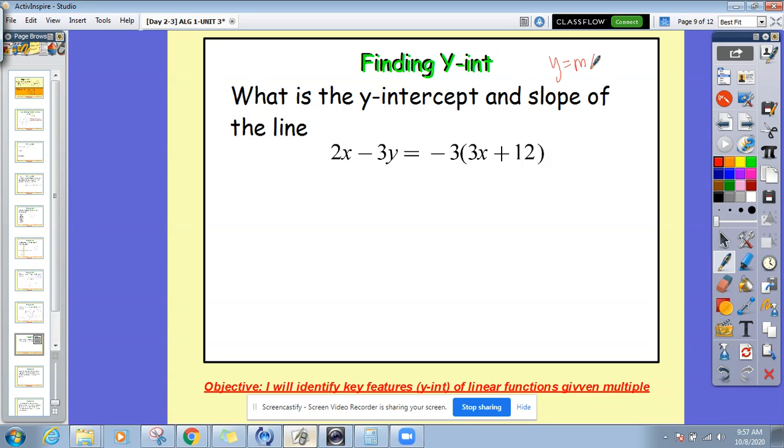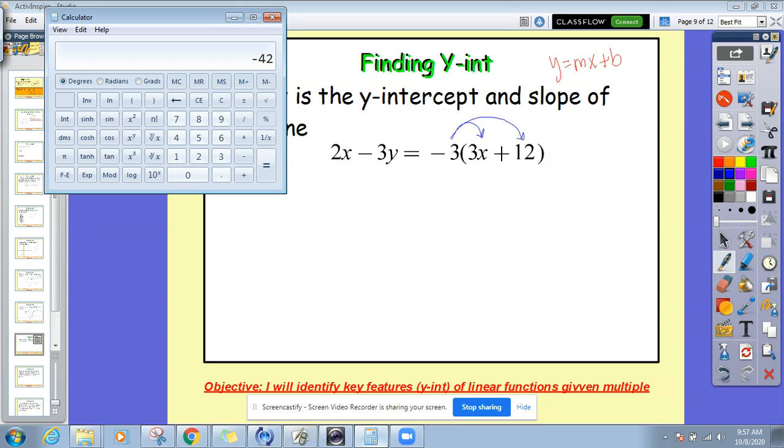That's our goal. We want to isolate the y so that we can see what's actually going on with this line. Because as of now, I don't know what's going on with it. It just looks like a mess. So we're going to start our solving process, like always, by distributing because we see some parentheses.